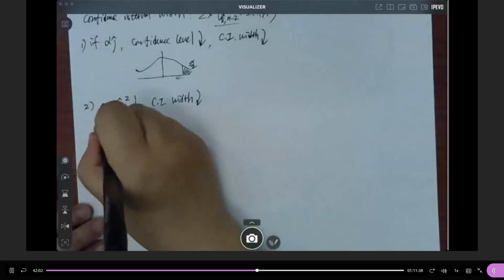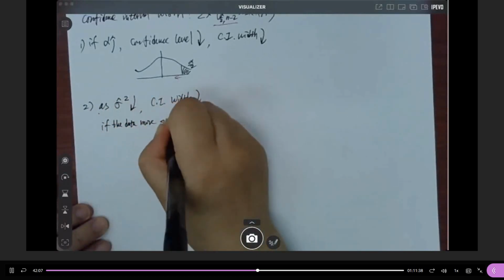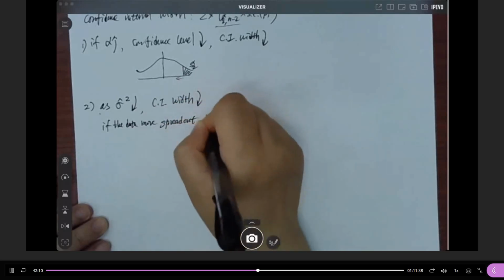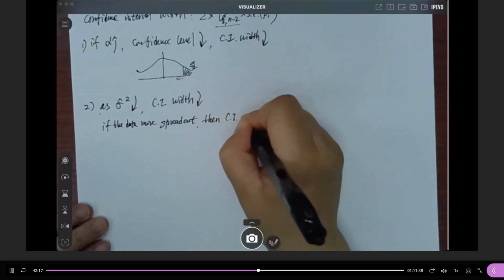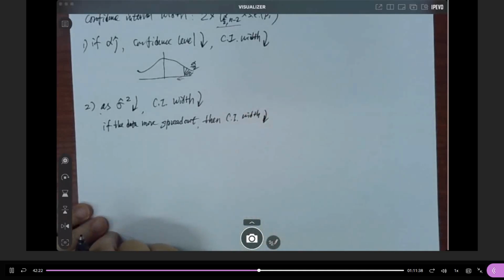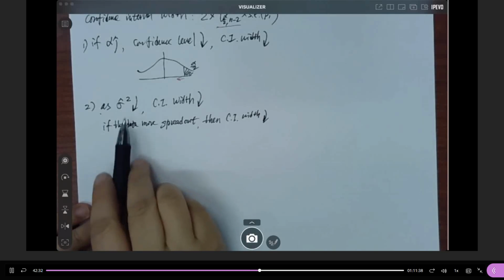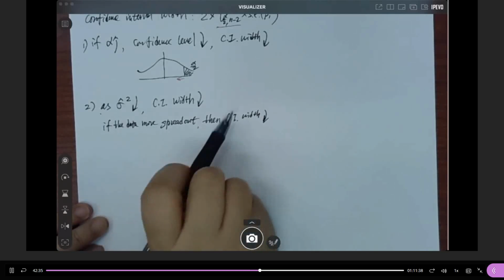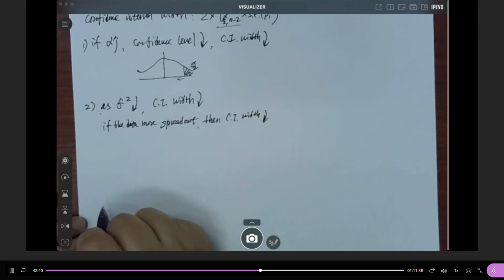So if the data is more spread out, then the standard error for beta 1 decreases, and the confidence interval width will also decrease. So your goal is to have a narrow confidence interval, so it is precise. So you want to have either a smaller variance, or if you cannot change that, if the data is more spread out, your standard error for beta 1 also decreases. Okay. So when you have the same number of data points, you want the data to be spread out.